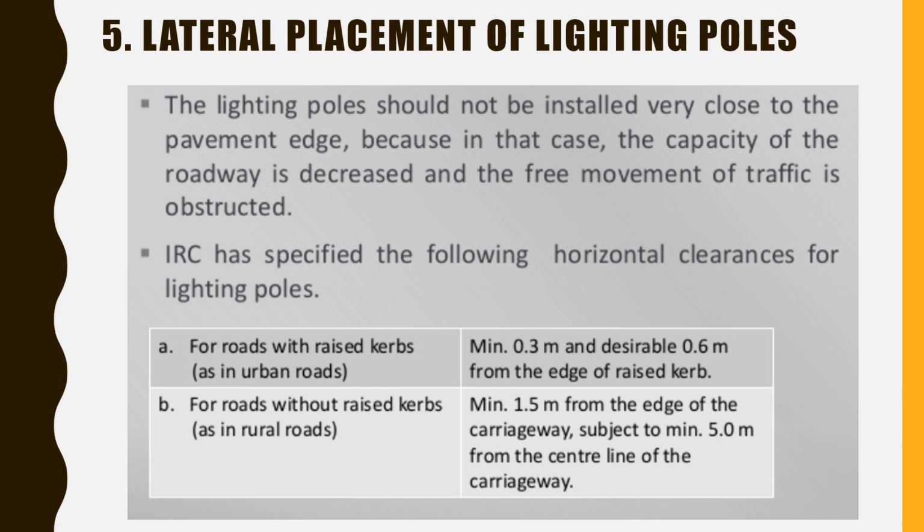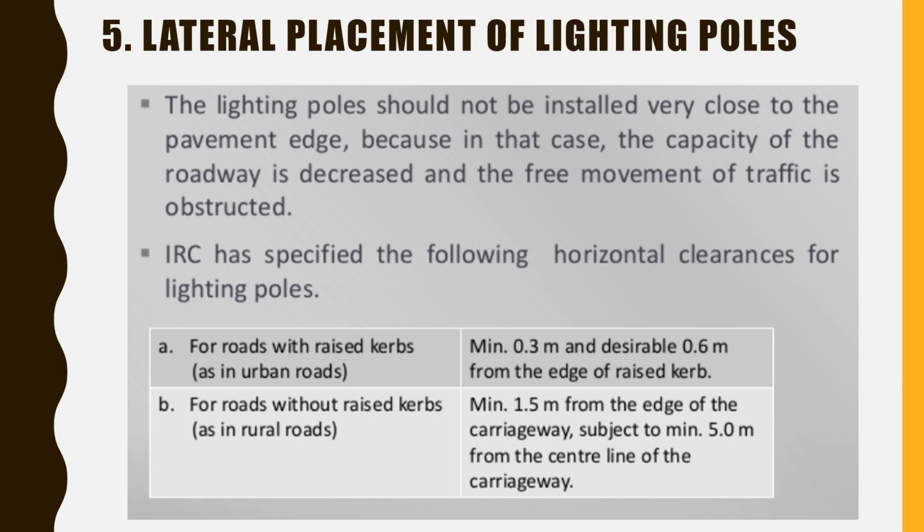You can see in the table that for roads with raised curbs, as in urban roads, it is minimum 0.3 meter and desirable 0.6 meter from the edges of the raised curb. Now for roads without raised curbs, as in rural roads, it is minimum 1.5 meter from the edge of the carriageway, subject to minimum 5 meter from the center line of the carriageway.